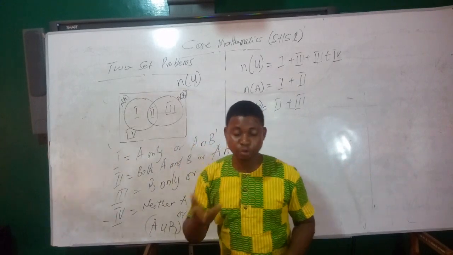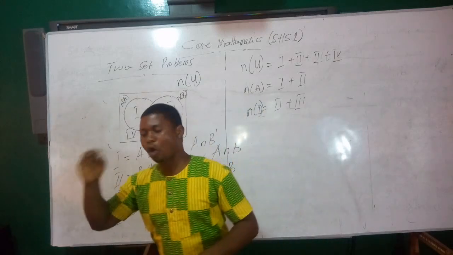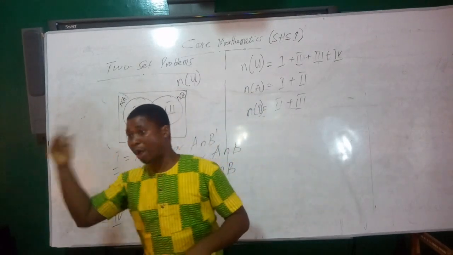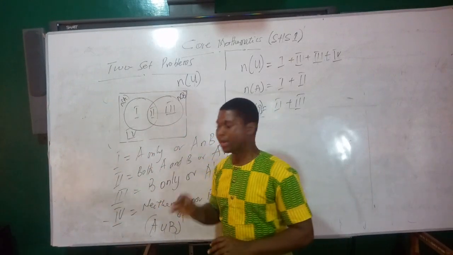So the moment you get a two-set problem, and you see each of the students offers at least one of the subjects, it means this place will not be found there. It's 0. That is that.